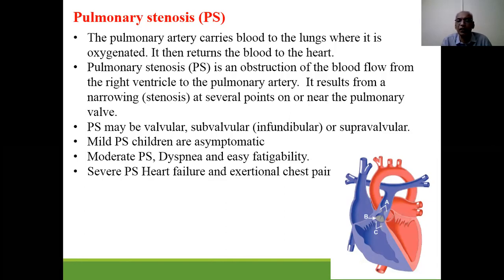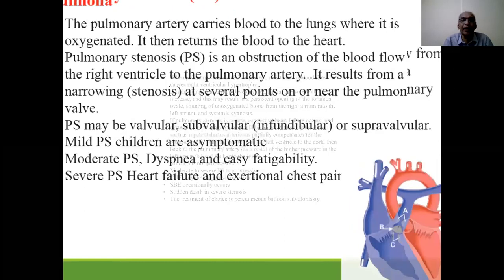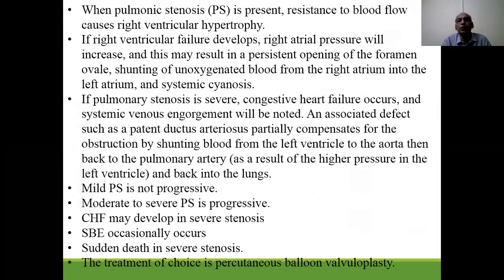In mild pulmonary stenosis, children are asymptomatic. Moderate PS has dyspnea or easy fatigability. In severe pulmonary stenosis, the child may have exertional chest pain and cardiac failure. In pulmonary stenosis, the patient has right ventricular hypertrophy. Sometimes there may be systemic cyanosis. In severe cases, cardiac failure occurs. Treatment is percutaneous balloon valvuloplasty.